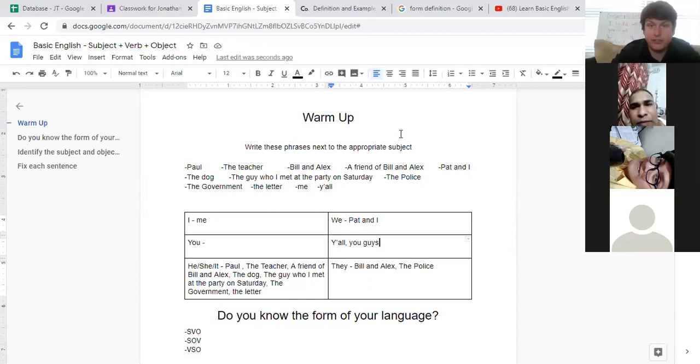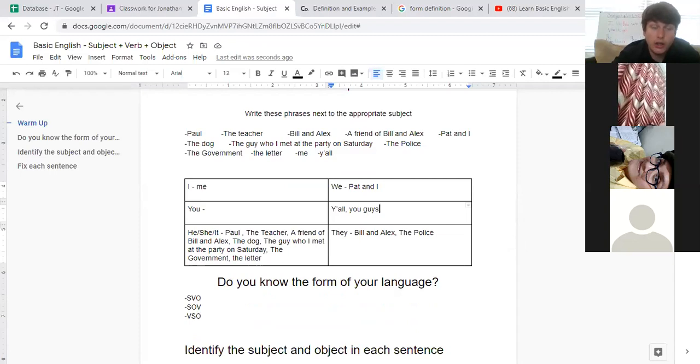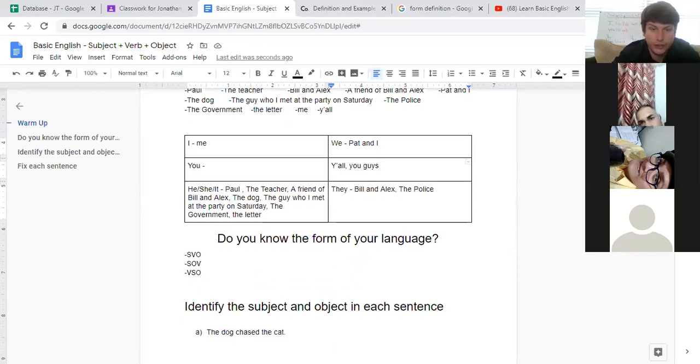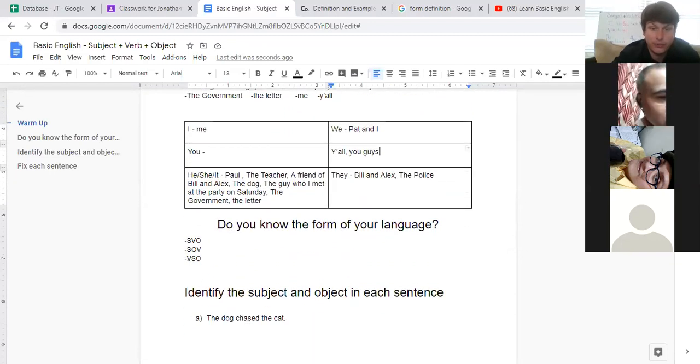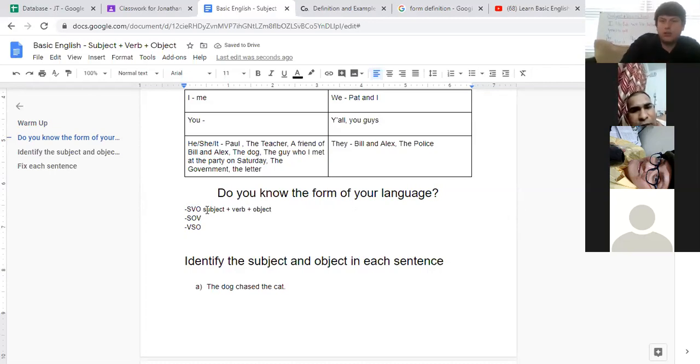So very, very good. So these are the subjects of English. This is who is doing the action, right? This is who is doing the verb. So that is a subject. That's the first part. What's the form of your language? Do you know the form of your language? So English is SVO, and that means subject plus verb plus object. Object. What's the form? Do you know the form of your language?